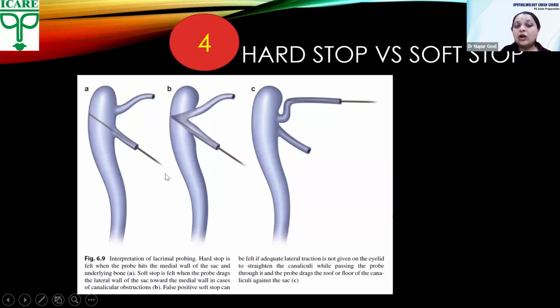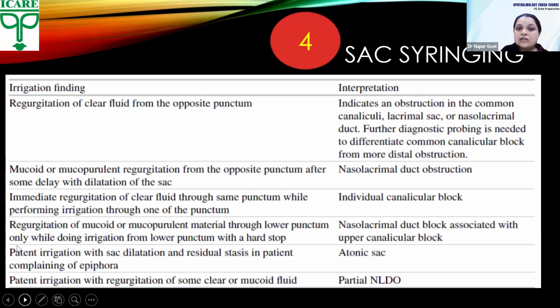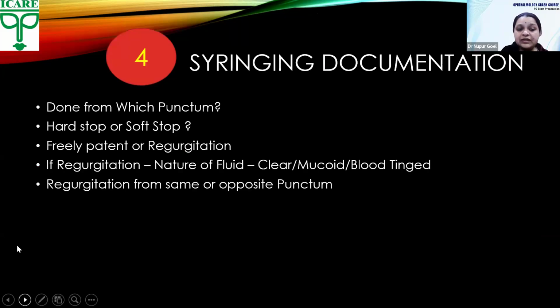When you put your cannula or the probe, if you're hitting the bone, if there's no blockade anywhere which is proximal to the canaliculus, you will hit the bone, and this is your hard stop. And if you get a soft stop, this is basically you're hitting the common canaliculus or any one of the canaliculus. This is a soft stop. So one must be aware of this concept, and based on this, you can interpret.